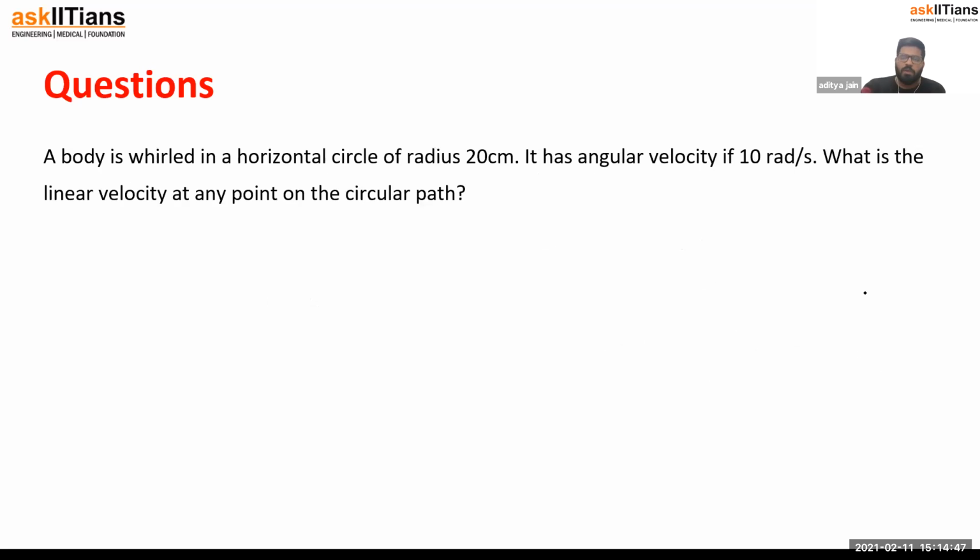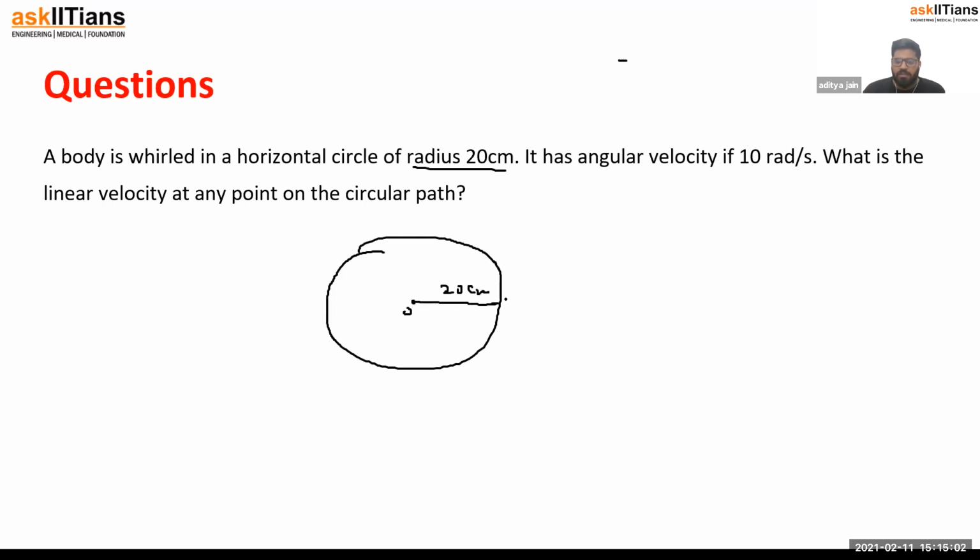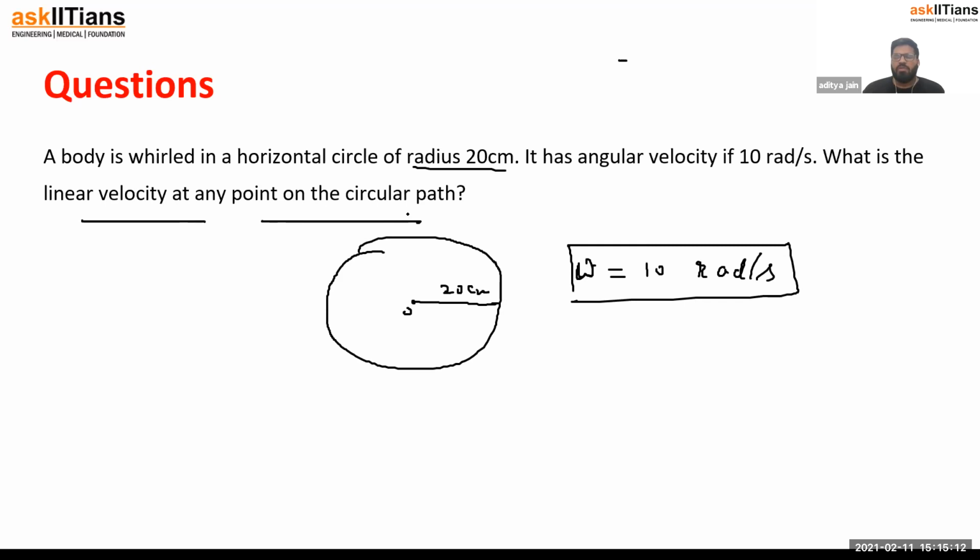Clear? Okay. Now the next question is this: a body is whirled, meaning rotating, in a horizontal circle of radius 20 centimeter. So there is a body moving in a horizontal circle of 20 centimeter like this. It has an angular velocity of 10 radian per second. So omega is given. What is the linear velocity at any point on the circular path?